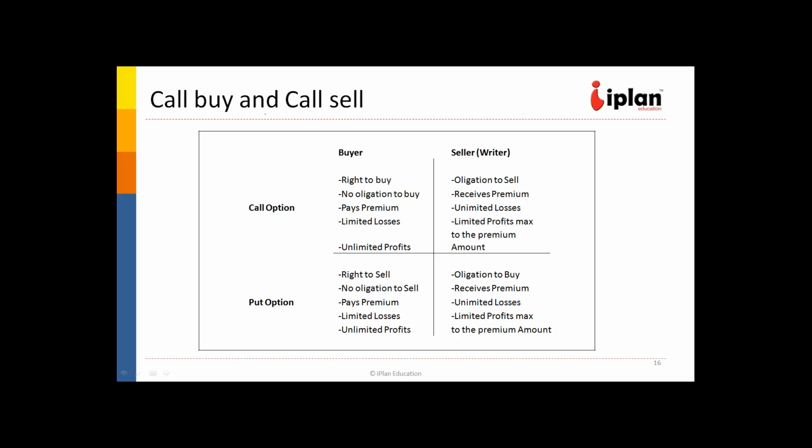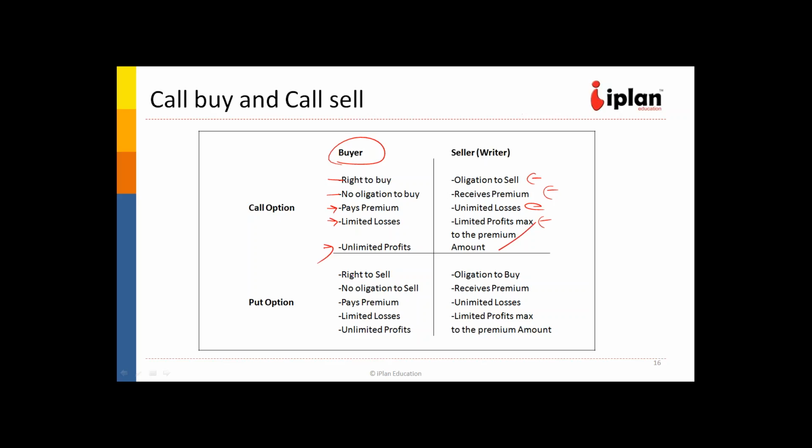Now, so we have call buy and call sell metrics. The buyer of the call option has the right to buy, no obligation to buy. He pays premium, he has limited loss, unlimited profit. The seller or the writer of the call option has obligation to sell, receives premium, unlimited loss, limited profit to the amount of premium he receives. Fine.